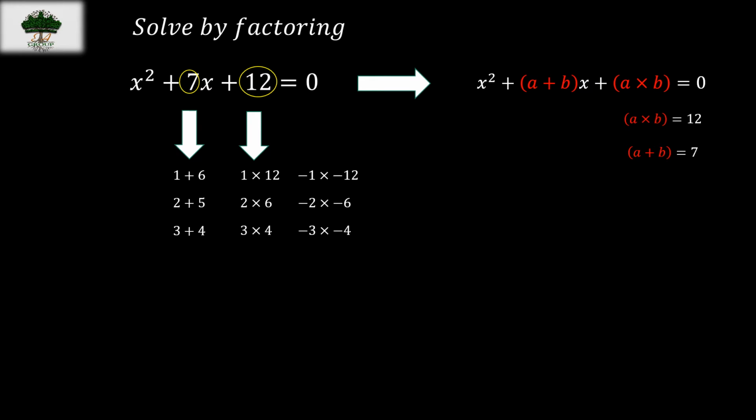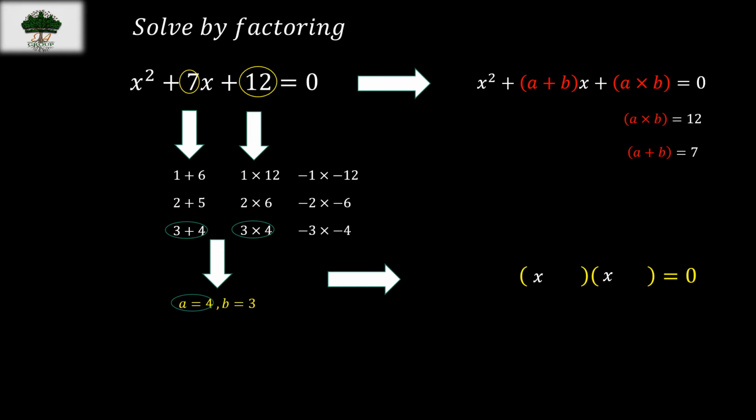Now we have 3 plus 4 and 3 times 4, which is the common one between the product and the sum. So the first number a is 4 and the second number b is 3. Now open two brackets and factor x², you put x and x. Now the first number is positive 4, so put positive 4 here, and the second number is positive 3, so put positive 3 here.